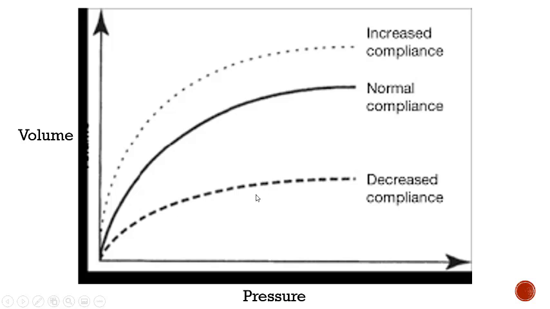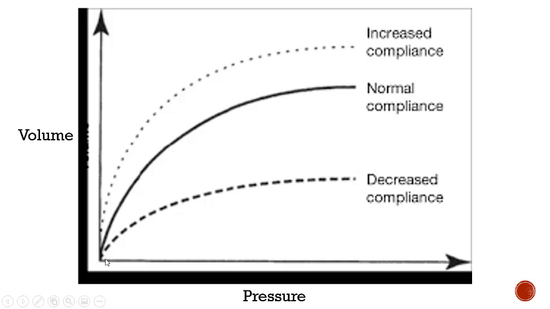If you have decreased compliance, that just means that your lung is not stretching like it should. It's not inflating like it should. And there's a lot of reasons that this can happen, but that means that you're going to have to apply more and more and more pressure to get those lungs to open up to a normal volume, right? And you never want to be applying more and more pressure to something because you can create an injury there.